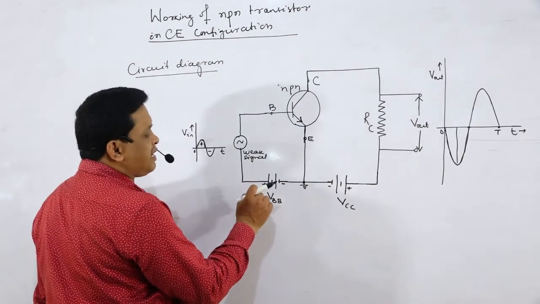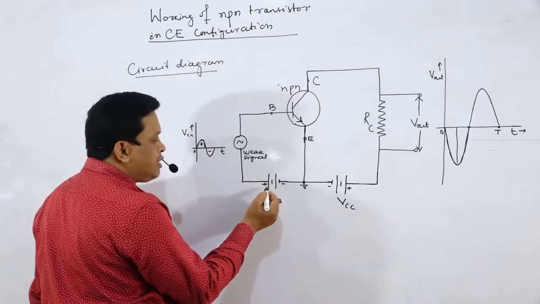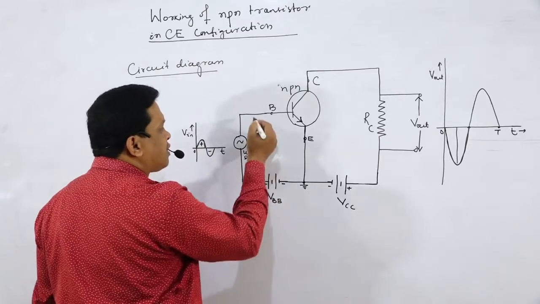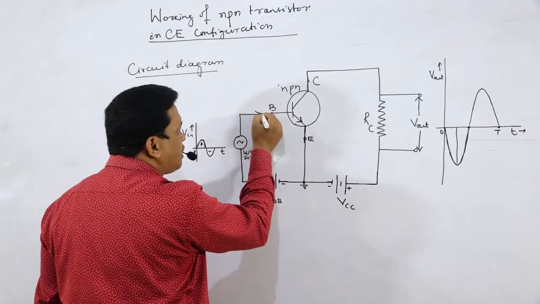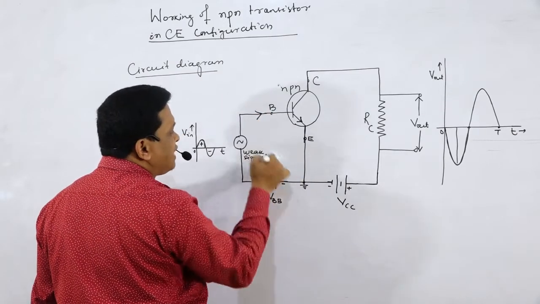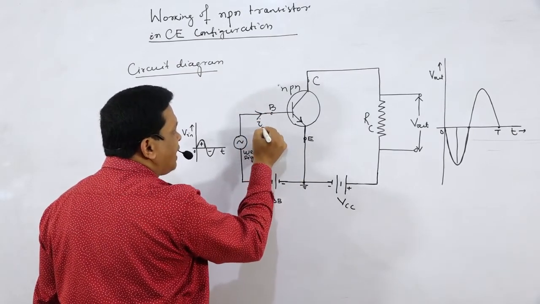Now let us see the current direction. It is positive, so the base current will flow like this, positive to negative current direction. So as both AC and DC current are flowing, I write like this, IB.